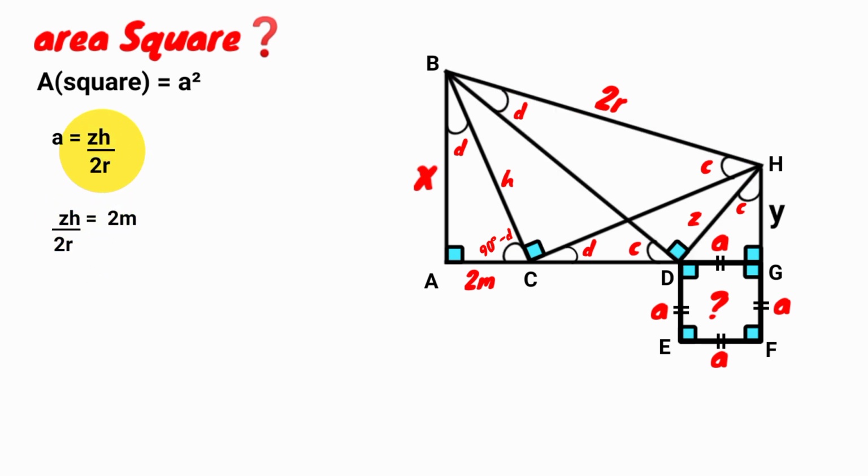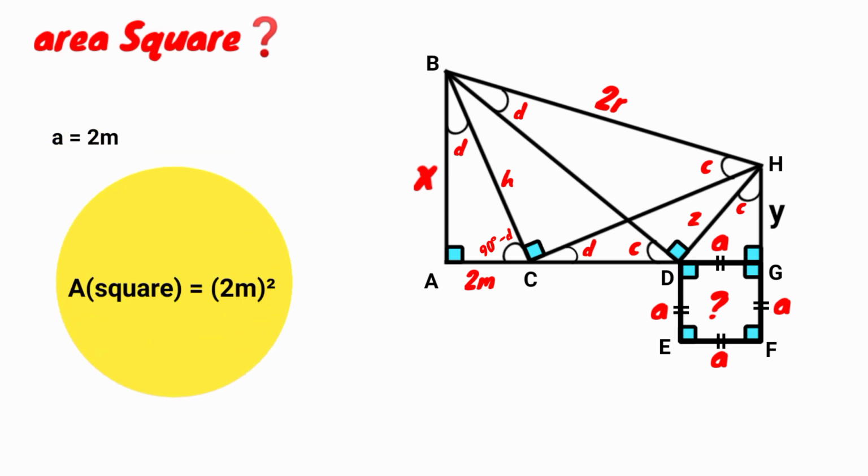We replace the zh over 2r with 2 meters. So a equal to 2 meters. Substitute it here. 2 meters all squared is 4 meters squared. So area of square equal to 4 meters squared.